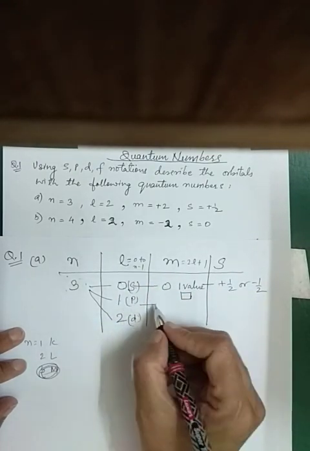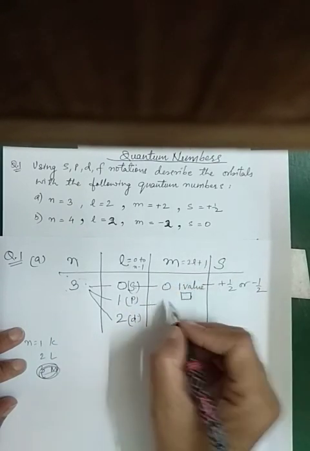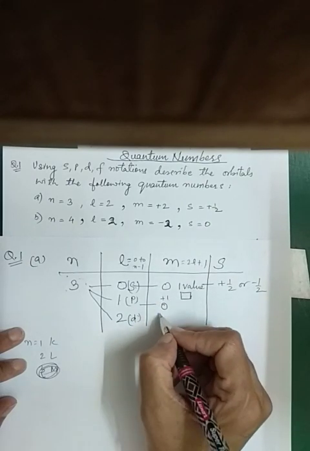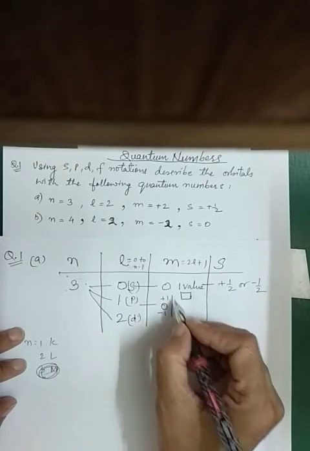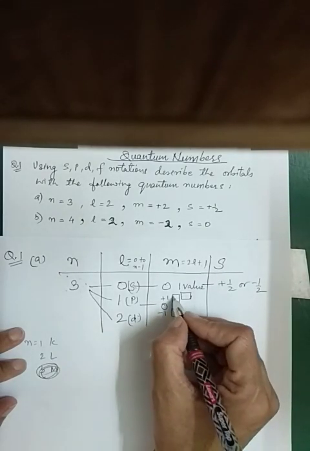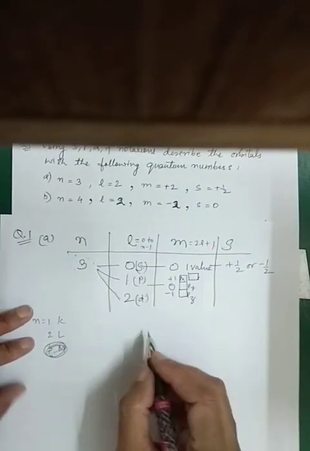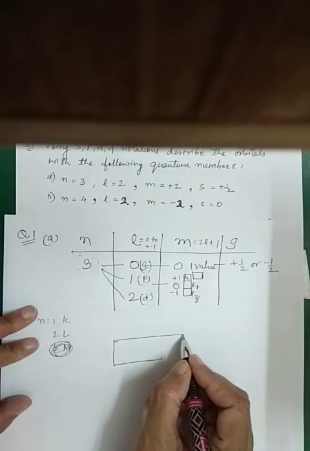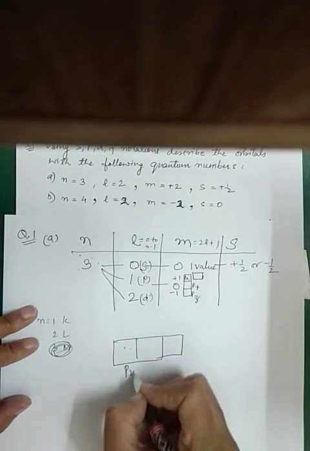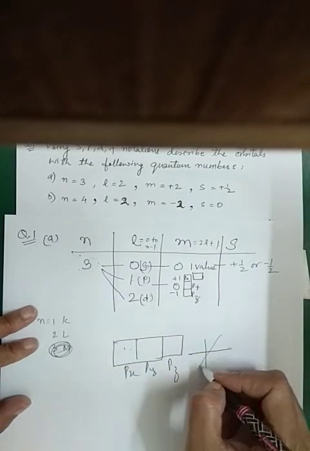For L equal to 1, M is 2L plus 1. If L is 1, so 2 into 1 plus 1 is 3 values. That means I will have 3 values. What are those 3 values? 0, plus 1, minus 1. That means I will have P orbitals: Px, Py and Pz. P orbitals are shown like this, 3 orbitals. The P subshell has 3 orbitals, Px, Py and Pz, along the x, y and z axes.